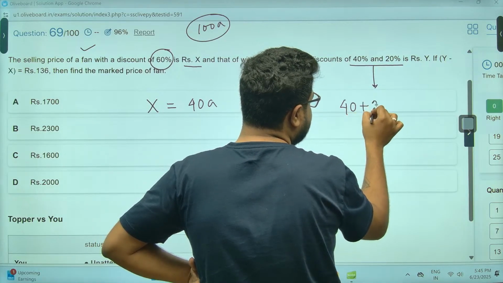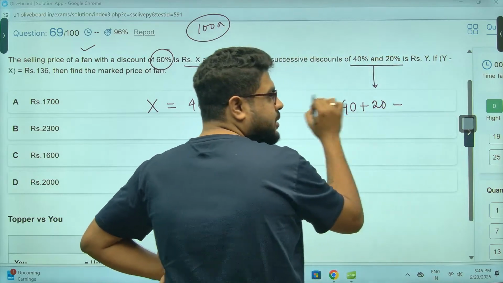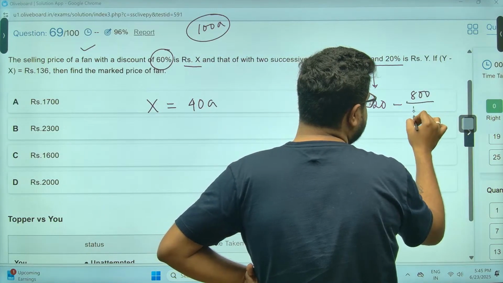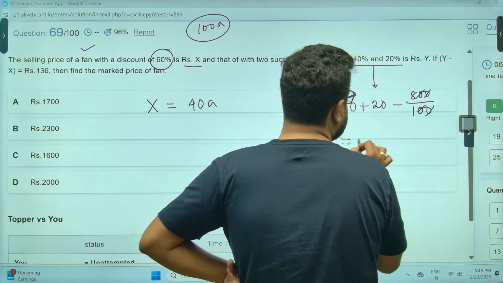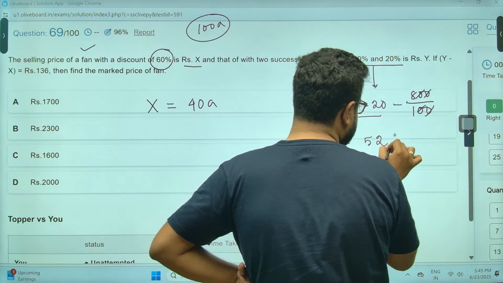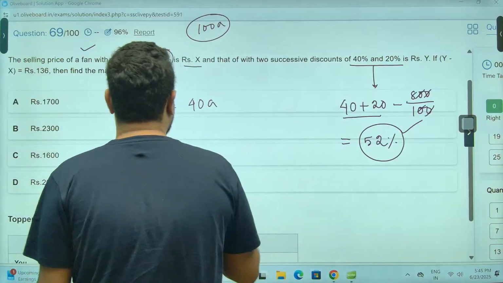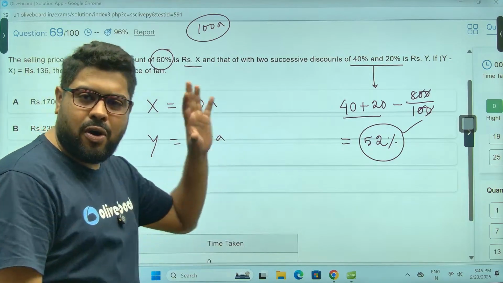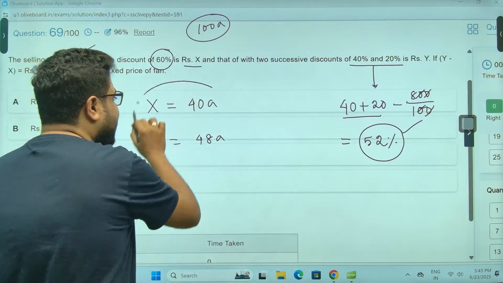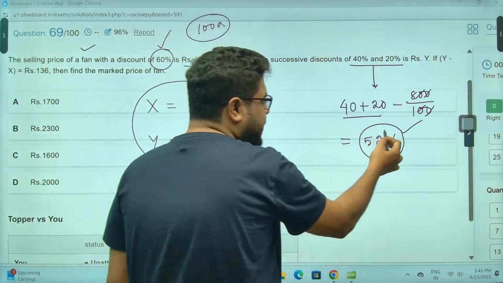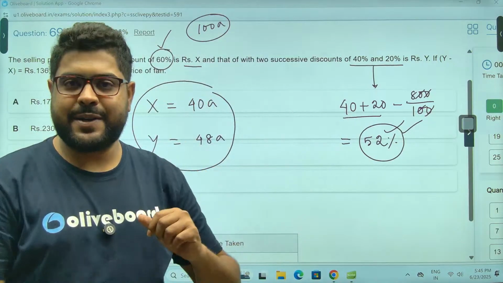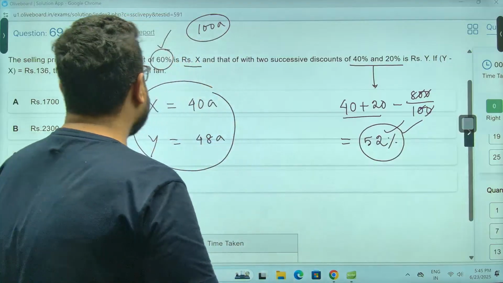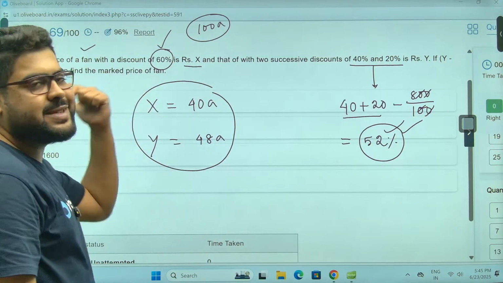40 plus 20 successive में minus होता है. Or the common logic is minus, minus, then plus. Sir, 40 into 20 is 800 by 100. So 60 minus 8, sir, 52%. ठीक है? So you can say y is 52 gone. Now again, instead of writing this, you should say 60% discount, 52% discount. So difference of 8%. 8% of what? Discount means on MP. So 8% of MP is this, given y minus x.